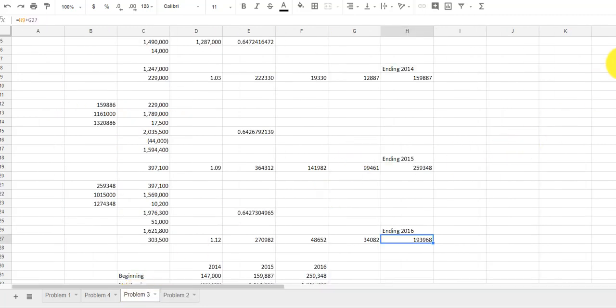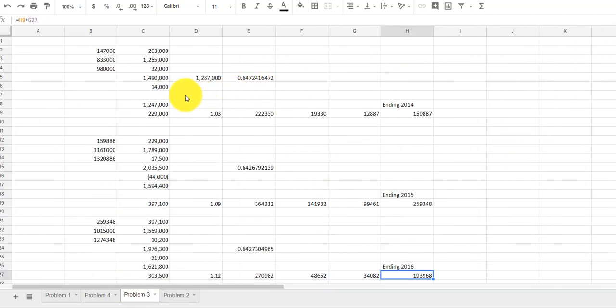Problem 3 is LIFO, and we have our usual calculations. The cost in this column, the sales price in this column. We're using the LIFO method, so when we calculate the gross profit percentage, we are using the 833,000 divided by the total of just the two. We don't include the beginning balances. All right, and that gets us just under 65%.